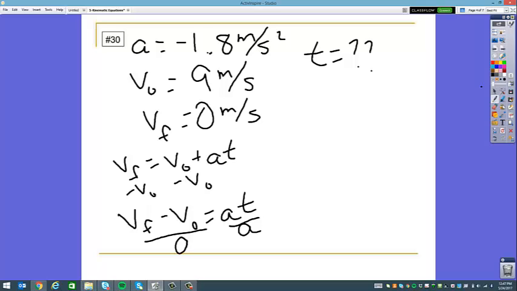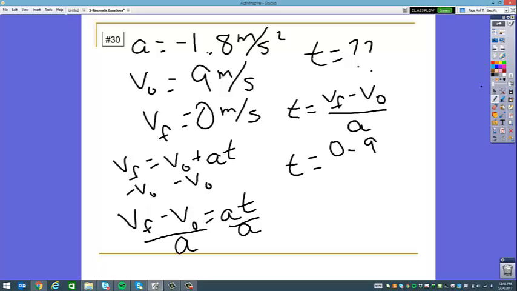You need to show your work. Don't skip steps. So then that means you're going to end up with time is equal to VF minus V naught over A. Now I can plug in and solve. So my final velocity is 0 minus 9 over negative 1.8. And I get a time of 5 seconds.